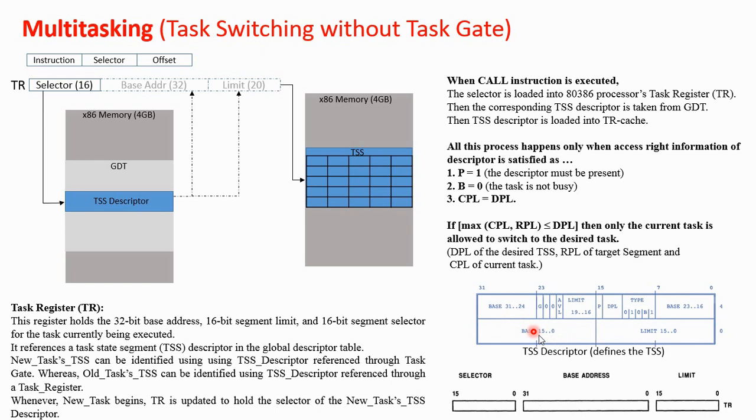So 0 to 31, a total of 32 bits of base field, is there inside the TSS descriptor. All those 32 bits will get copied into the invisible part of the task register. So both the limit and the base fields will get copied into the invisible part of this task register.